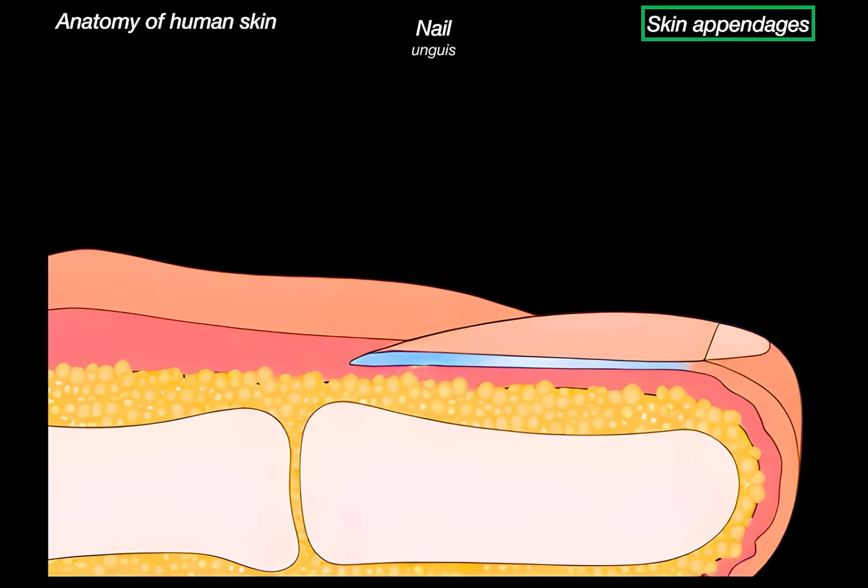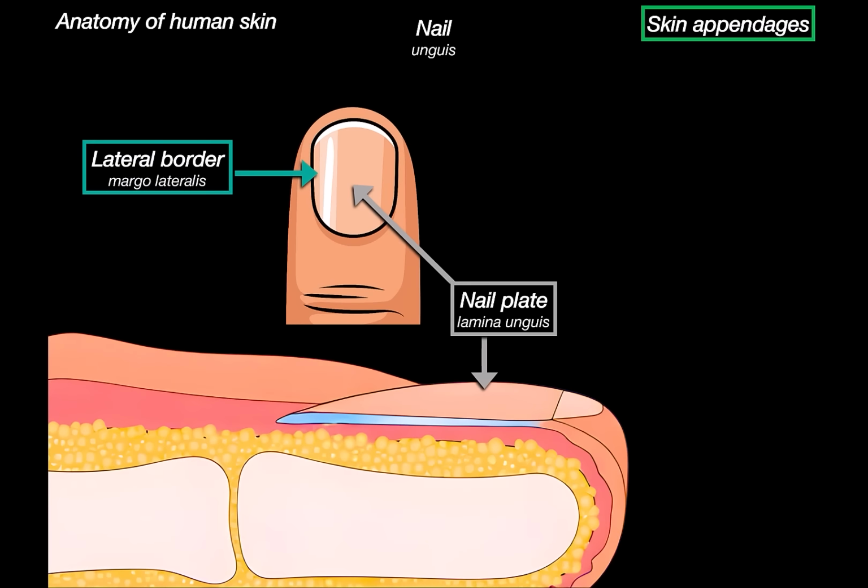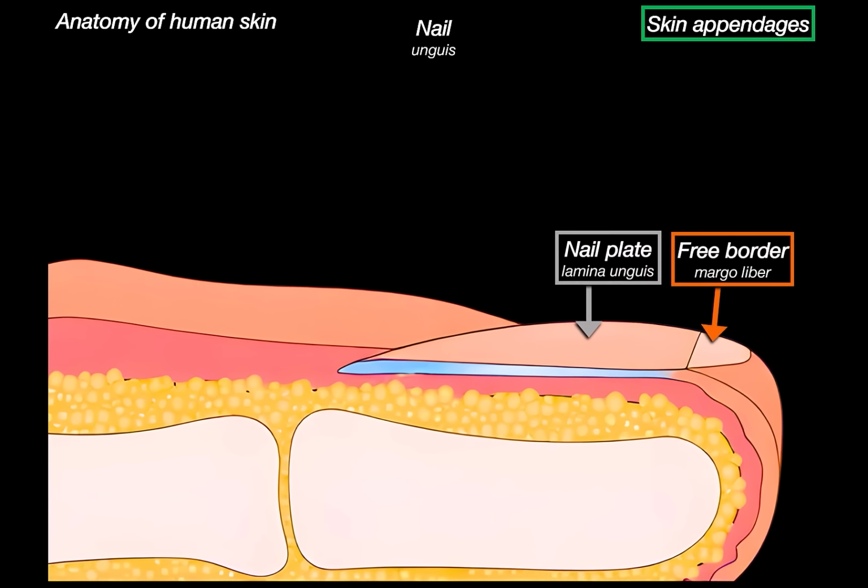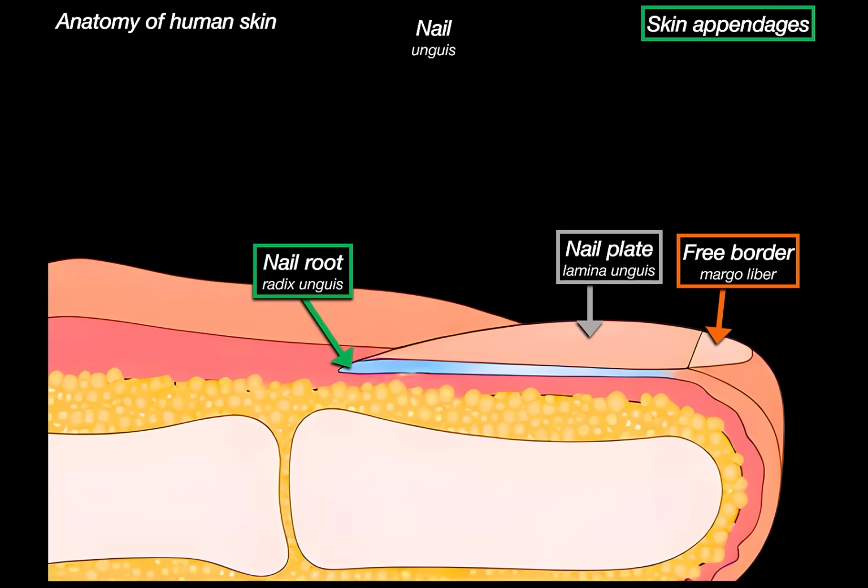Finally, the third major appendage is the nail. A nail is a specialized plate of hard keratin that sits on a modified patch of skin. The visible part of the nail is the nail body or nail plate. It has two lateral borders which are tucked into shallow grooves formed by the surrounding skin, and a free border distally which grows over the tip of the finger or toe. Proximally, the nail plate extends under the skin fold. The portion of the nail hidden under this fold is the nail root.